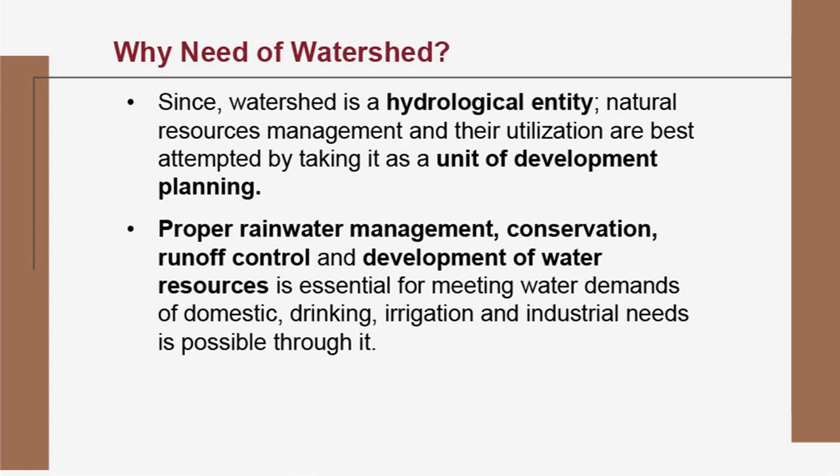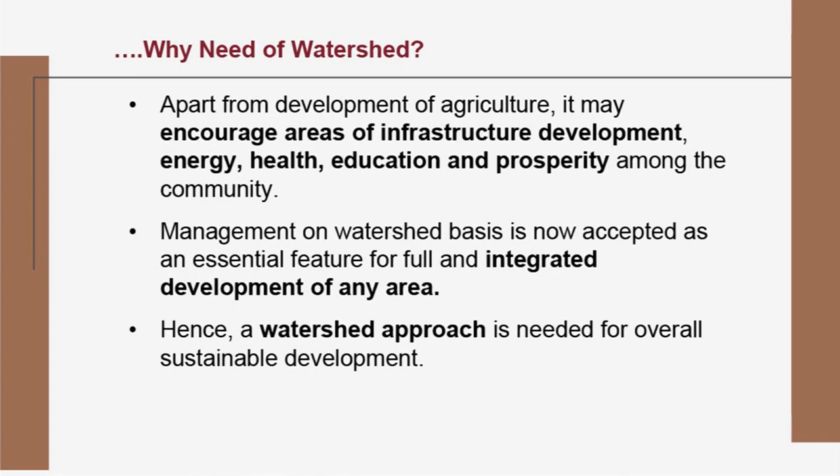So why do we need a watershed? Since a watershed is a hydrological entity, natural resources management and their utilization are best attempted by taking it as a unit of development planning. Proper rainwater management, conservation, runoff control, and development of water resources is essential for meeting water demands of domestic, drinking, irrigation, and industrial uses. Apart from development of agriculture, it may encourage areas of infrastructure development, energy, health, education and prosperity among the community. Management on a watershed basis is now accepted as an essential feature for full and integrated development of any area. That will be your integrated watershed management. Hence, a watershed approach is needed for overall sustainable development.